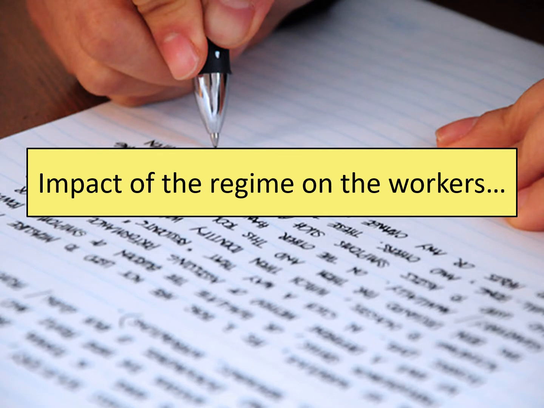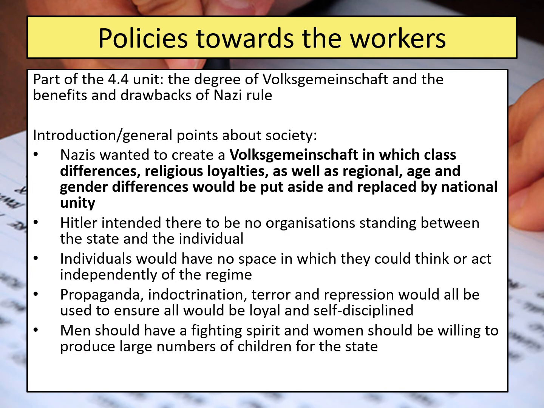So now we're going to think more specifically about the workers and about how Nazi policies affected them. This is going to be particularly important for your source analysis. These policies towards the workers were part of the wider aim of trying to create a Volksgemeinschaft in German society. So I'm just going to talk to you very generally about what the Nazis wanted to achieve for society, not just the workers, and then we'll go into workers' policies afterwards.